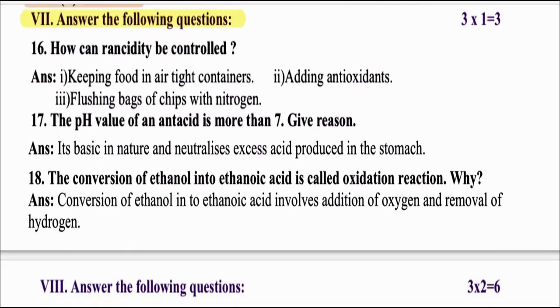Answer the following questions. Question number 16. How can rancidity be controlled? By keeping food in airtight containers, adding antioxidants, and by flushing bags of chips with nitrogen.